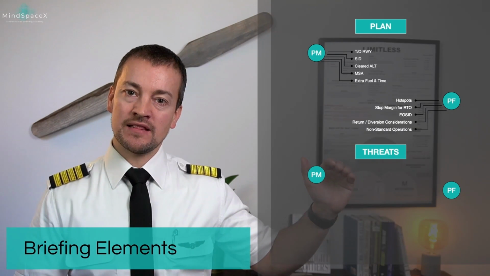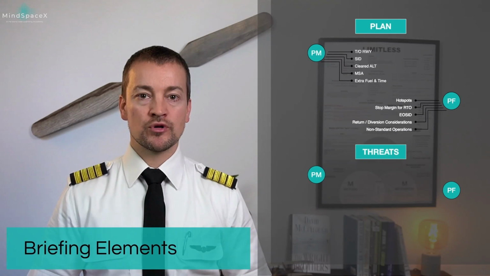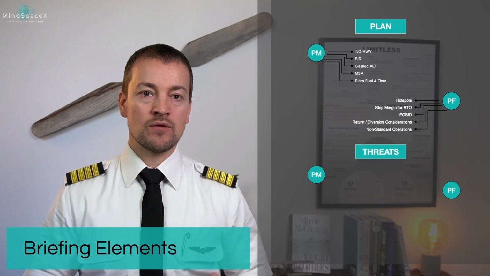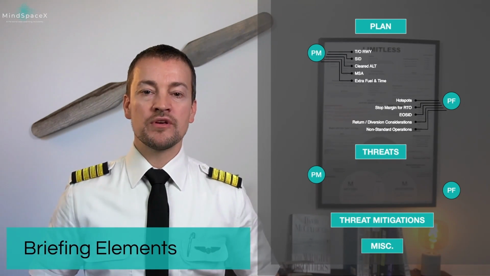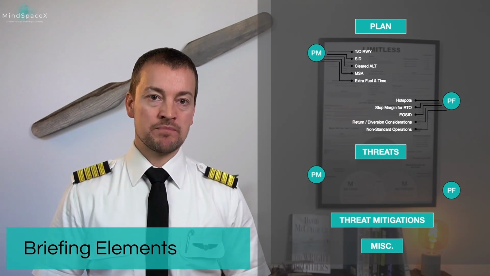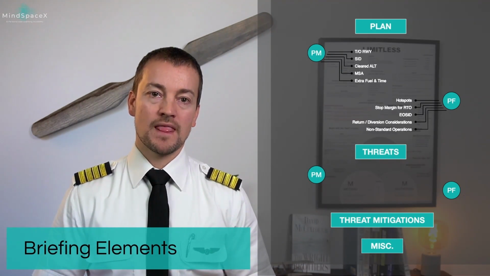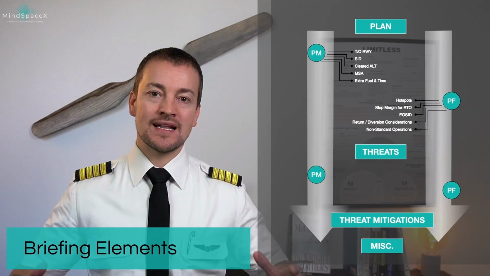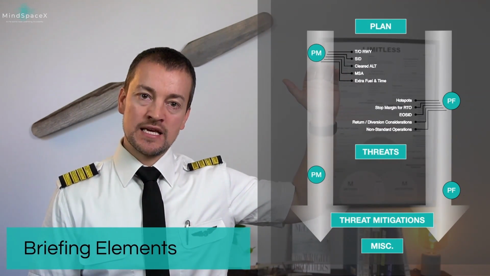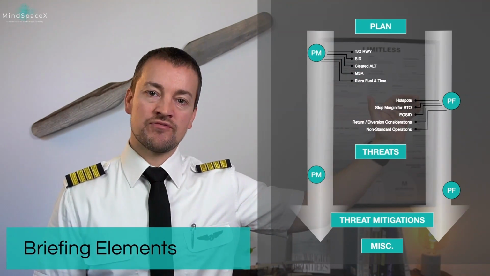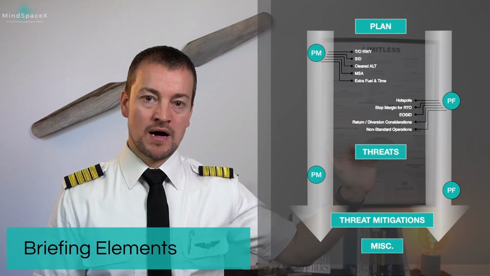After the PM stating the threats, the pilot flying will then state his or her input to the threats, and together they will talk about the threat mitigation. The final part of the briefing is any miscellaneous items that might be particularly important to this particular departure, and this is always the layer to follow. Remember, PM initiates the briefing and pilot flying complements, both for the plan part, for the threat part, and for the mitigation.